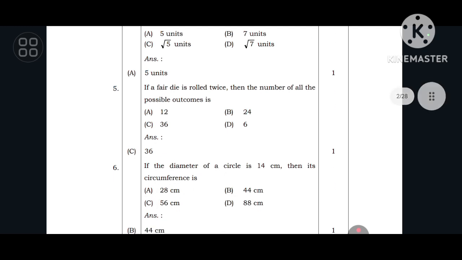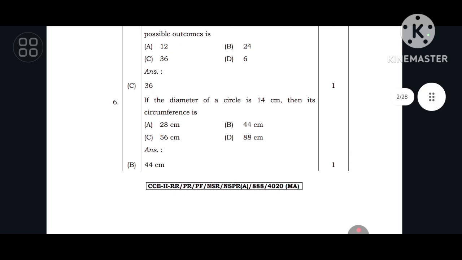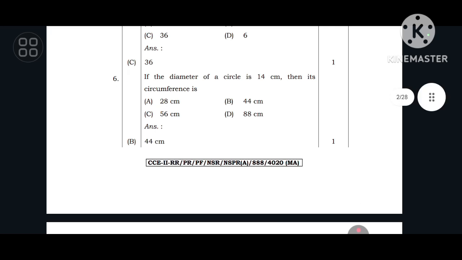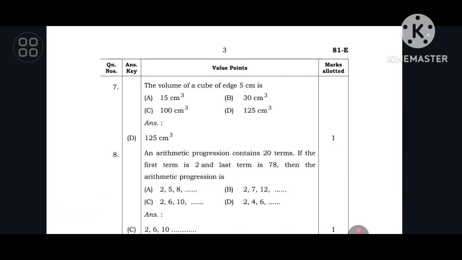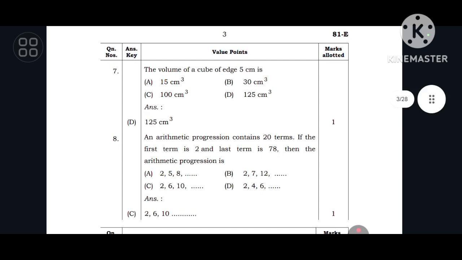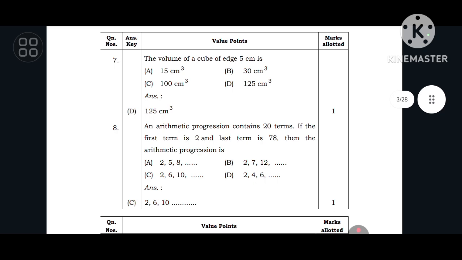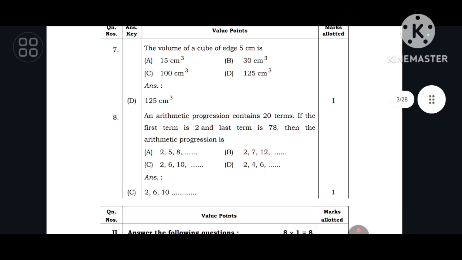Coming to the fifth question, the answer C, 36, is correct. Coming to question number 6, if the diameter of the circle is 14 centimeter, then its circumference is 44 centimeter. Option B is correct. Coming to the seventh question, the volume of a cube of edge 5 centimeter. From this chapter, surface area and volume, you should be perfect with all the formulas that are in the NCERT textbook, and option D is correct. 125 centimeter cube is the correct answer.